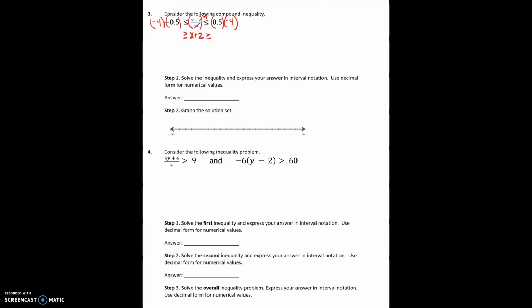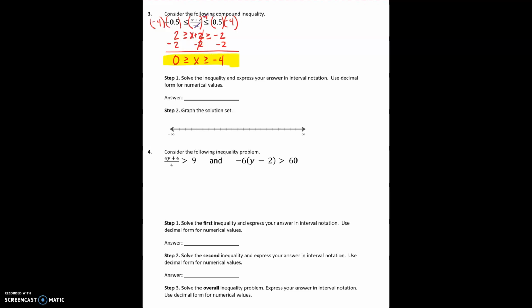Positive 0.5 times -4 is -2. And -0.5 times -4 is +2. Okay? Then we're going to subtract 2 from all three places. The 2's cancel in the middle. This becomes 0 is greater than or equal to x is greater than or equal to -4.